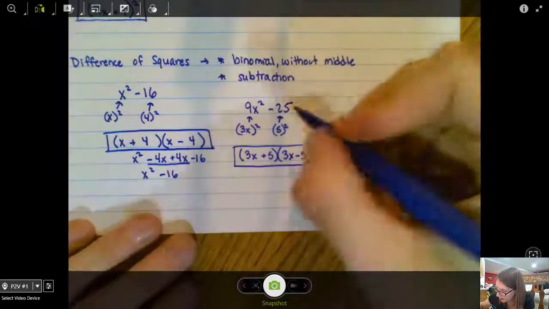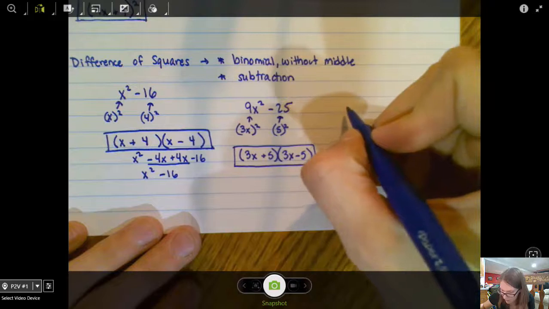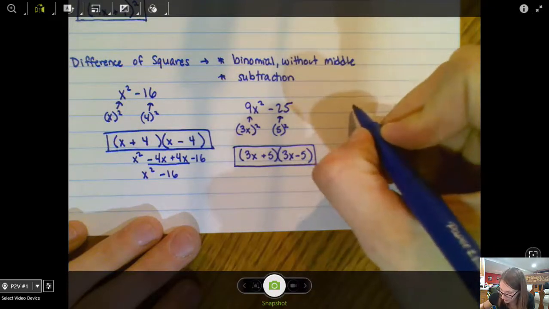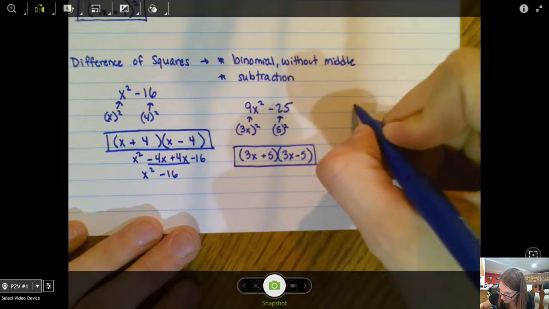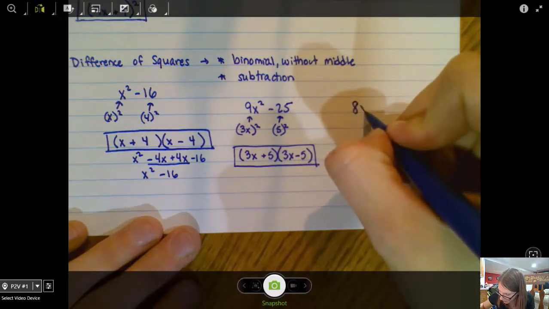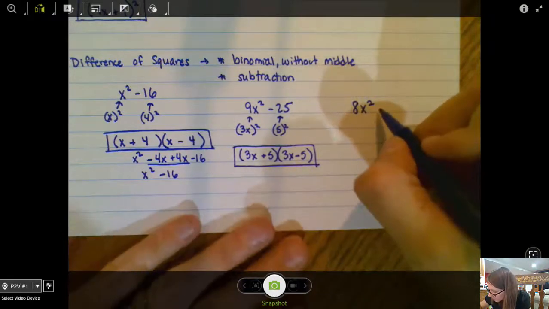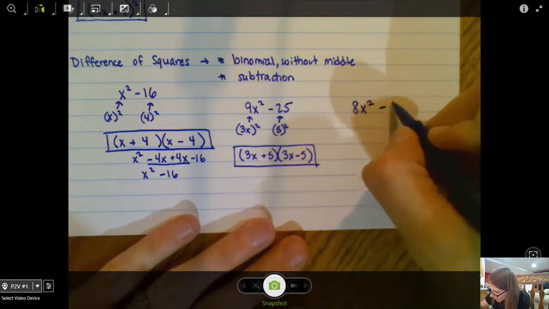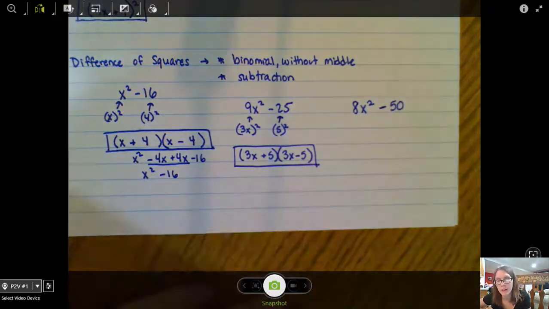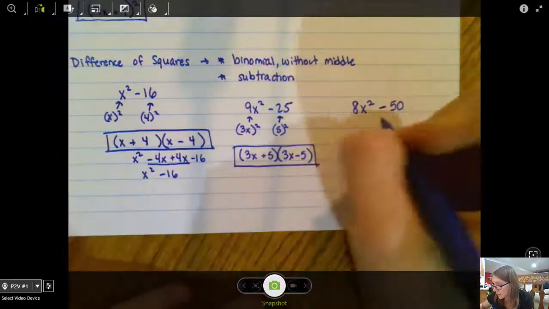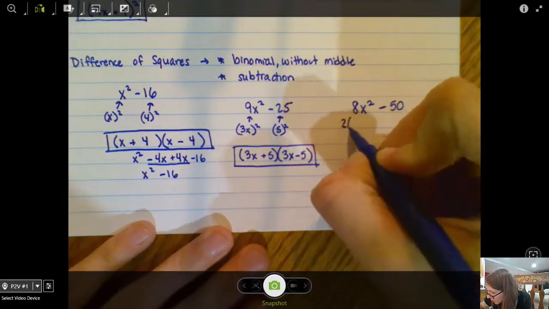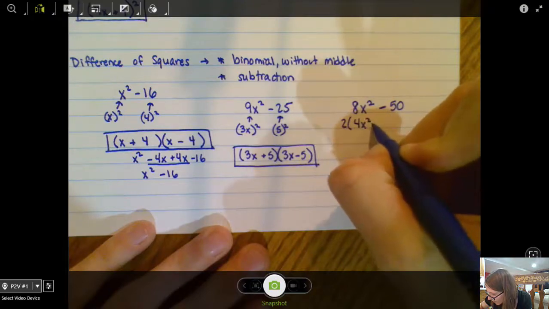Might as well do one more for good measure here. If I had, let's see, 8x squared minus 50. Ooh, well, okay. I have a binomial. I don't have a middle term. I have subtraction. But 50 is not a perfect square, and neither is 8. But, well, hey, they're both even numbers. Let's try factoring out a 2. 2 times 4x squared minus 25.